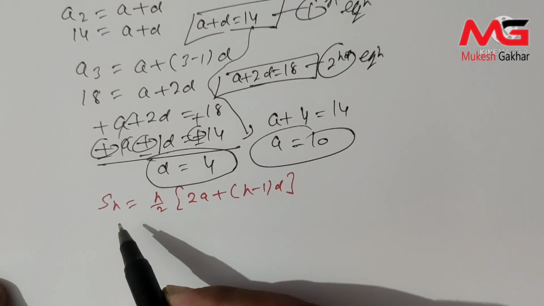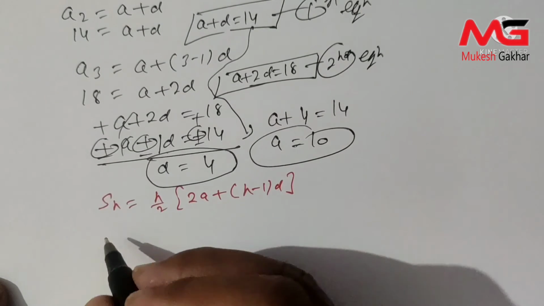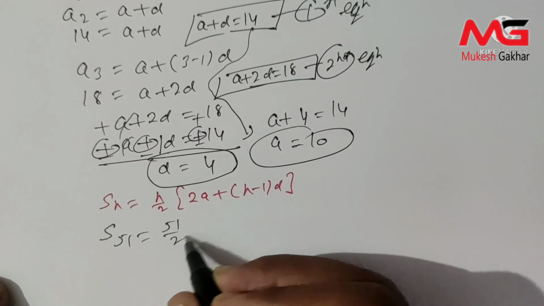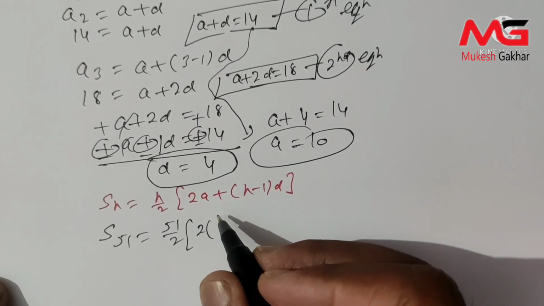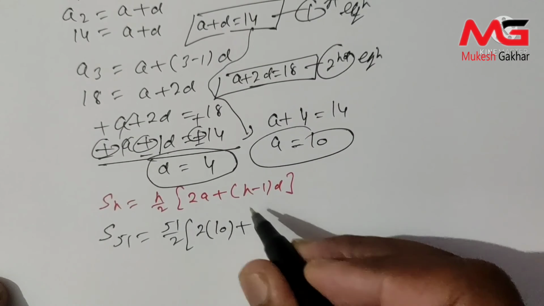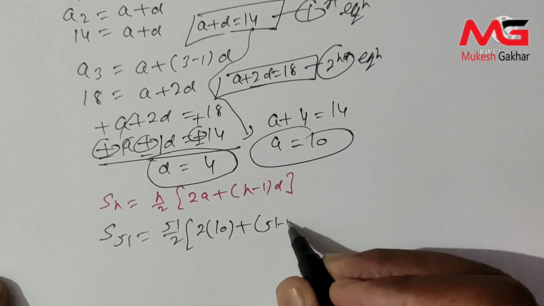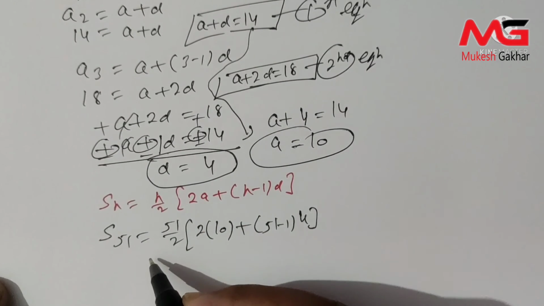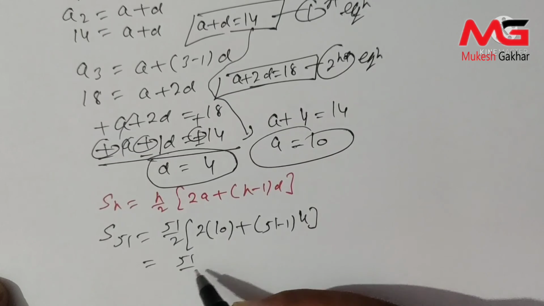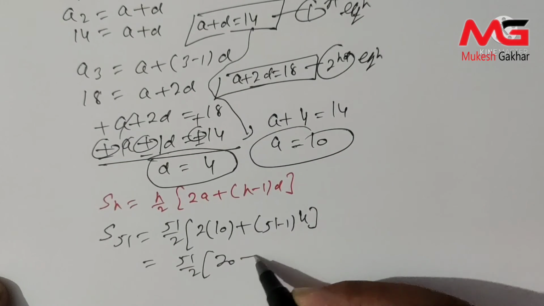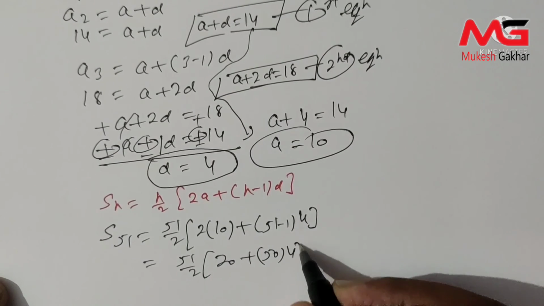Now we have to find out the sum of 51 terms. So S, the value of n is 51. 51 divided by 2, 2 into, what is the value of a? The value of a is 10. Plus n minus 1, means the value of n is 51 minus 1, into d. What is the value of d? Here it is 4. So 51 by 2, 2 into 10, 20. 51 minus 1 is 50 into 4.